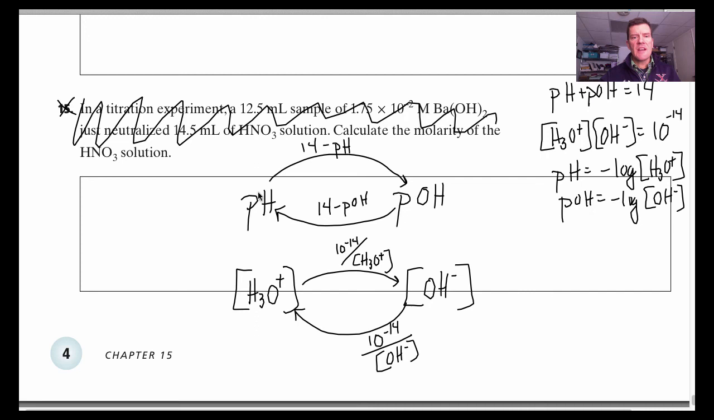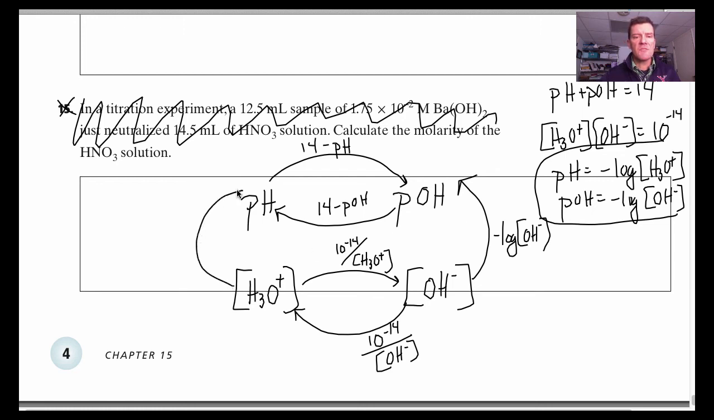Okay? Now between the pH and the hydronium concentration and pOH and the hydroxide concentration, I use the definition of those, which is involving log. So if you know the concentration of hydroxide, to find pOH, you do the negative log of that concentration. If you know the concentration of hydronium, to get pH, you do the negative log of that concentration.